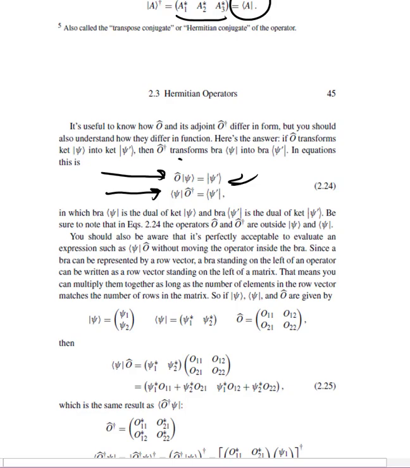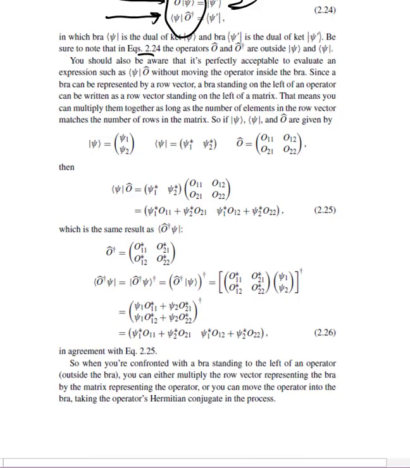Notice that in writing this, the operators have been outside the ket and the bra. And it is possible to evaluate an expression such as this without moving the operator inside and taking its Hermitian conjugate. How does that work?